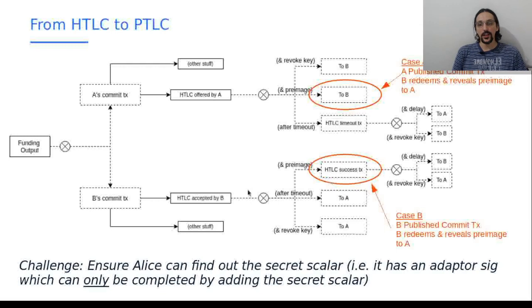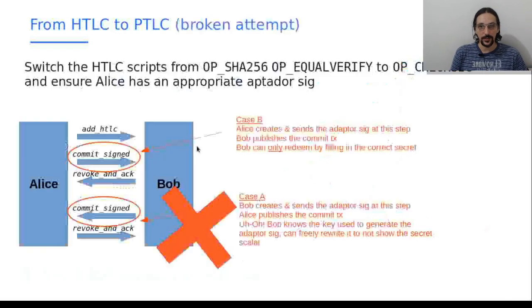One of the main challenges to move into PTLCs is ensuring that Alice can find out the secret scalar, or in other words, ensuring that Alice has an adapter signature which can only be completed by adding the secret scalar. So in the same way that in the HTLC world, Bob can only redeem the funds in this output by revealing the pre-image, we want in PTLCs an output that can only be redeemed by revealing the secret scalar.